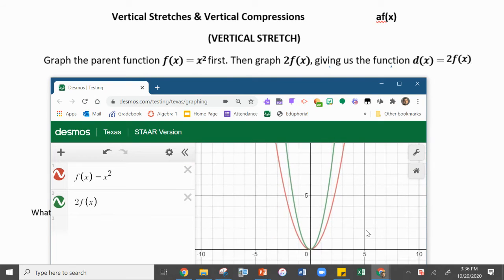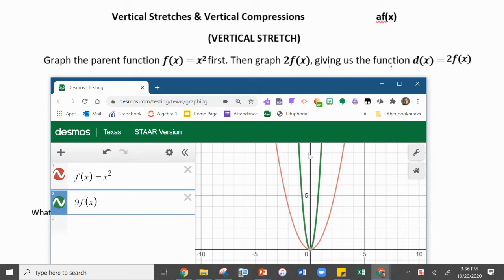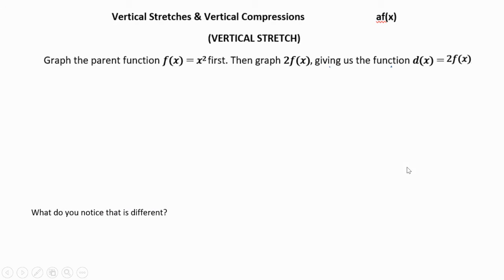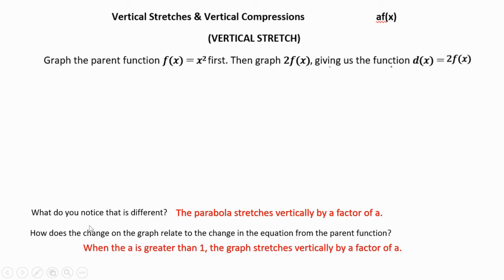And so you can see what's happening on this graph. What's happening is it's taking these two and it is stretching it towards the y-axis. And so we would call this a vertical stretch up and down. So it's stretching it towards the y-axis. The bigger this number gets, if I do 9, you see how much it stretched there? If I do 900, it really stretches. Okay, so the bigger the number, the more it's going to stretch. And so we would say that the rule on this is going to be that when the a is bigger than 1, the graph stretches vertically by that much.